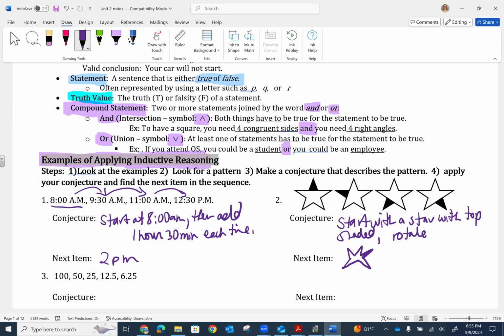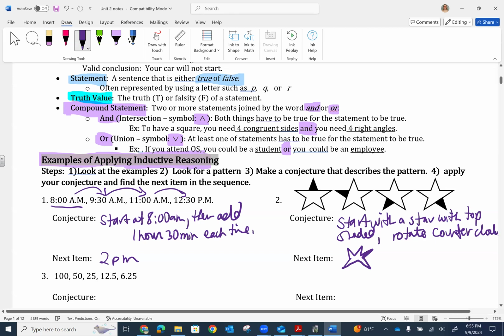Rotate counterclockwise. How much? Well, you're rotating one star point, one little notch. There are 5 notches, and a whole circle is 360. So if you do 360 divided by 5, you get 72 degrees. So you're going to rotate your star 72 degrees counterclockwise.